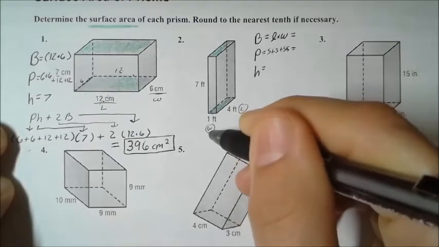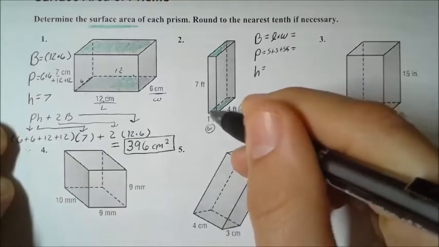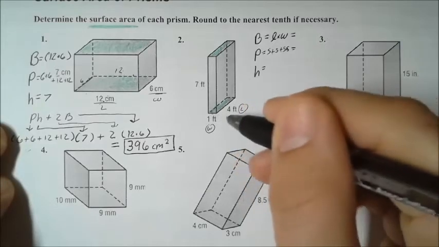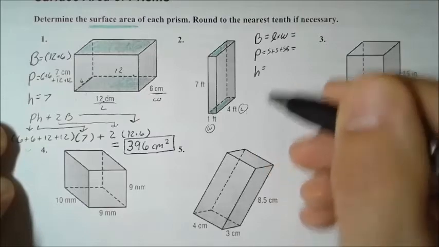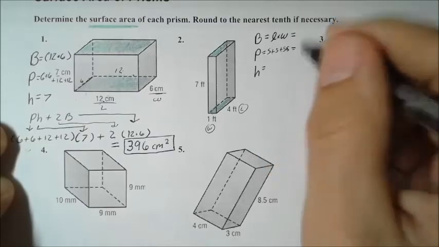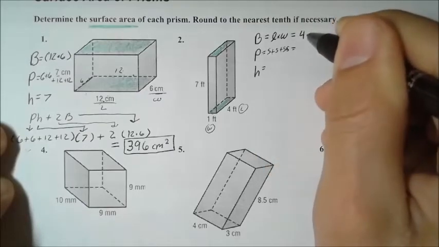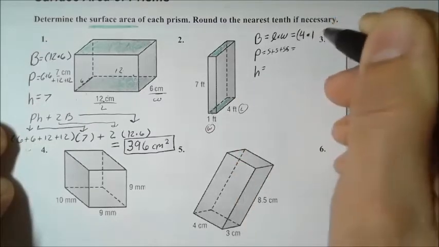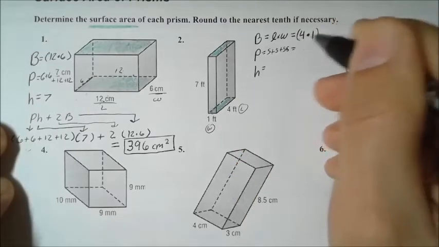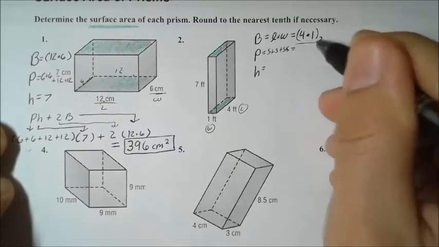I always just, in my head, I just say the width is always the one that's the shortest distance. The length is always the long one. L, right? Length is long. So when we talk about length, we're going to say 4 times 1. So that's our length times our width. Put it in parentheses. There we go. That's my area, my base.